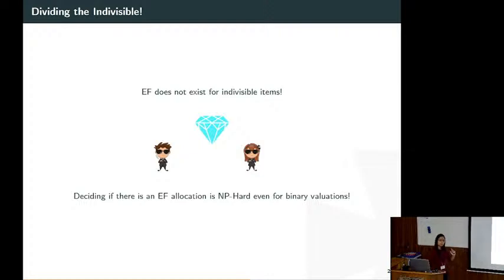This is a reduction from equitable coloring, a graph theoretic problem. And this is hard even when agents have binary valuations, like 0 and 1 valuations. Forget about large numbers, even with binary valuations, this question is hard. Okay, so what do we do in this setting?